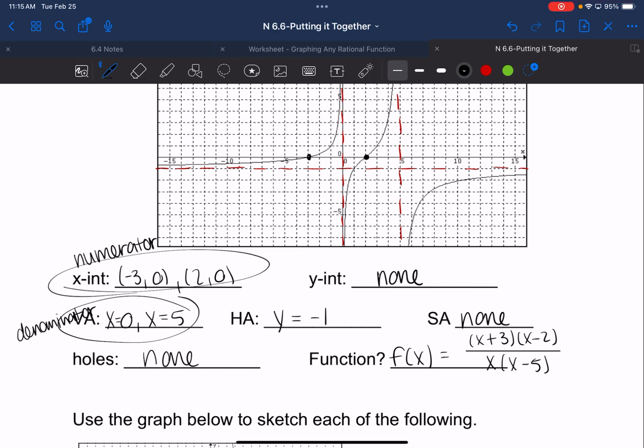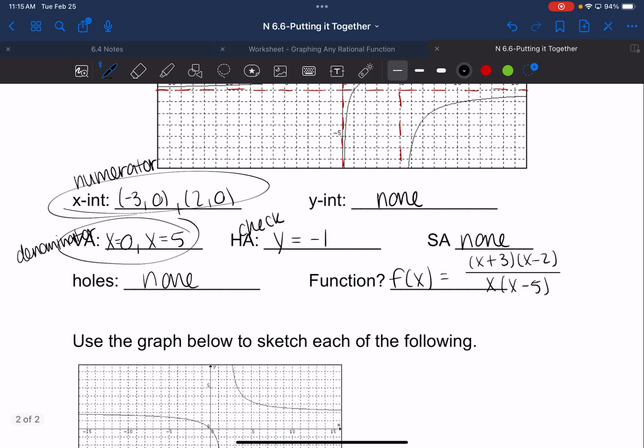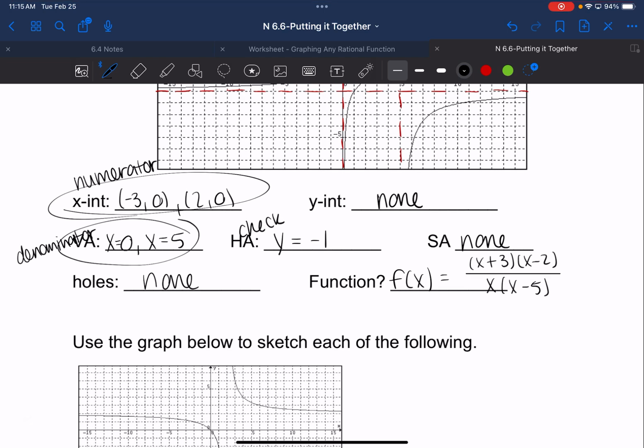No holes this time. Okay, remember, this is how we check, right? If we have an actual number, that must be the horizontal asymptote, right? Exponents are the same. So let's check. We've got x times x, that would be x squared. X times x, that would be x squared, so exponents are the same. But with what we currently have, the coefficient in the top would be 1. The coefficient in the bottom would also be 1. 1 divided by 1 is positive 1, and it's supposed to be negative 1.